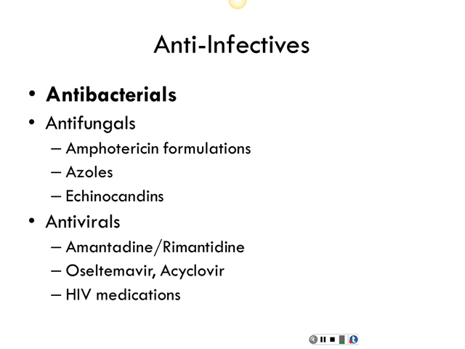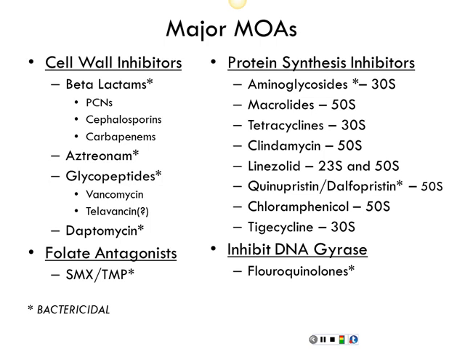So major mechanisms of action, we've got the cell wall inhibitors, the protein synthesis inhibitors, your folate antagonists, and then your DNA gyrase inhibitors. For the most part, all of your cell wall inhibitors are going to be bactericidal, because they're acting on the cell wall, causing disruption of that cell, so the bacteria is actively going to die. Versus your protein synthesis inhibitors, most of those are going to be static because they're just inhibiting growth of new protein, so they can't replicate themselves. It's just going to prevent the bacteria from growing and expanding in the body. Your folate antagonists, so Bactrim is basically the only one that falls in there, that is going to be cidal. And then your DNA gyrase inhibitor, the fluoroquinolone, is cidal as well.